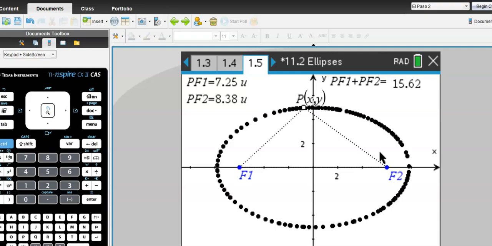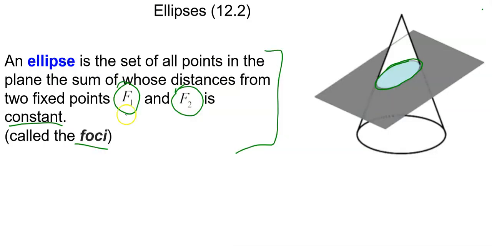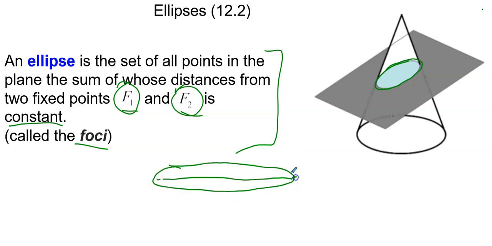And so that's why we bother to ask, where are the focus points? Just a general thing which may help you: if an ellipse is really squished, it'll have the major axis. We'll talk about that in a minute. But the focus points will be right towards the end of that. You'll always have two focus points on the ellipse. They'll be right towards the end of that kind of really squished ellipse.